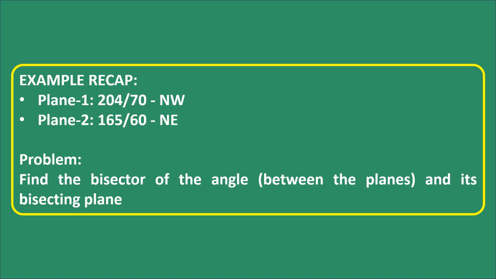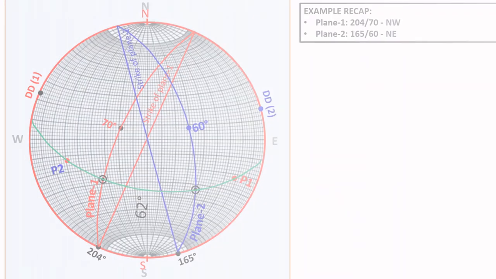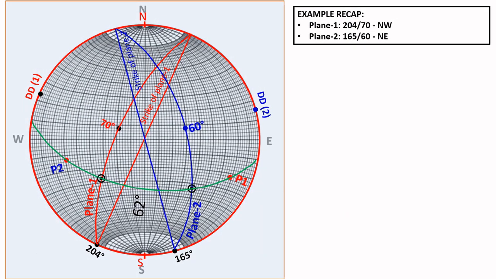So this diagram is the result of the previous problem. Here, this curve represents plane 1 that has a strike trend of 204 degrees and dips 70 degrees towards northwest, and this curve represents plane 2 that has a strike trend of 165 degrees and dips 60 degrees towards northeast. Poles of plane 1 and plane 2 are denoted as P1 here and P2 here respectively.